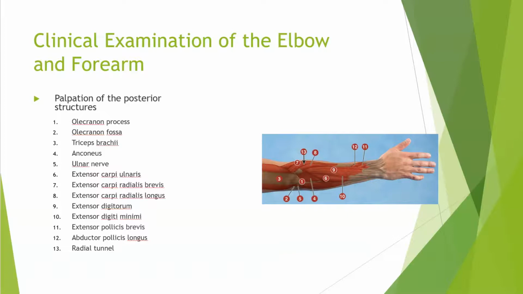Extension, or the extensors of the elbow and forearm. When your elbow is completely extended, it's the olecranon process and the olecranon fossa that keep it from extending even more. Some people have that genu recurvatum or that cubital recurvatum. On the extensors that are responsible for bringing the hand back, or posteriorly if you're in anatomical position, this is a good way to differentiate each of those different muscles.